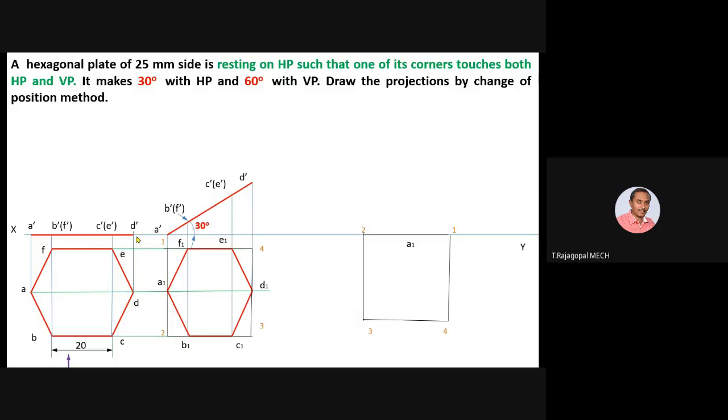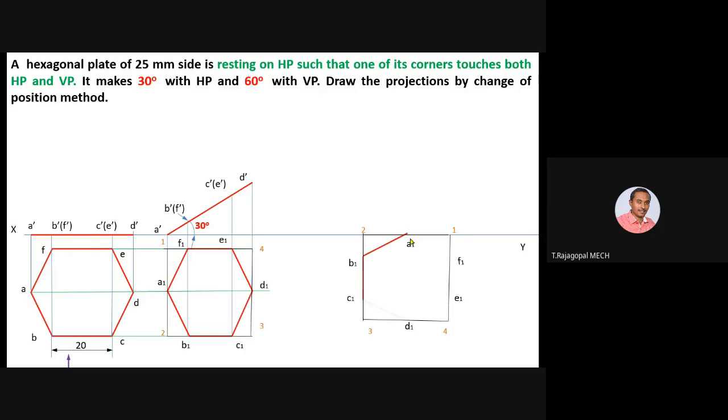Okay, that's why we fixed final position on XY, which means the corner is touching on HP. Which corner? A1 is the corner. Okay, this corner, this is the corner touching on HP. The same corner has to be touched on the VP plane also. That's why it is drawn. A1 is fixed on the XY. Now you can complete the remaining corners with the help of the procedure we know from the previous cases. So fix all the corners. Now you can complete the hexagon.